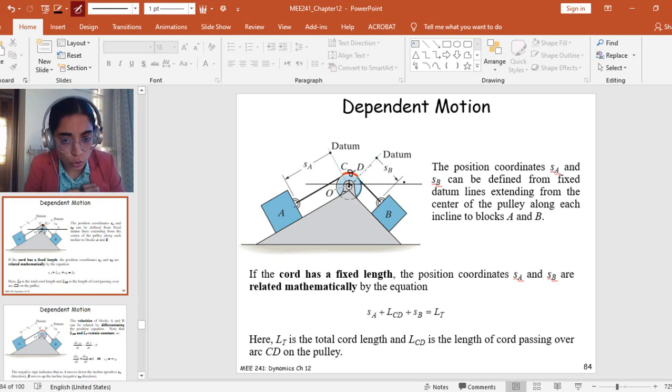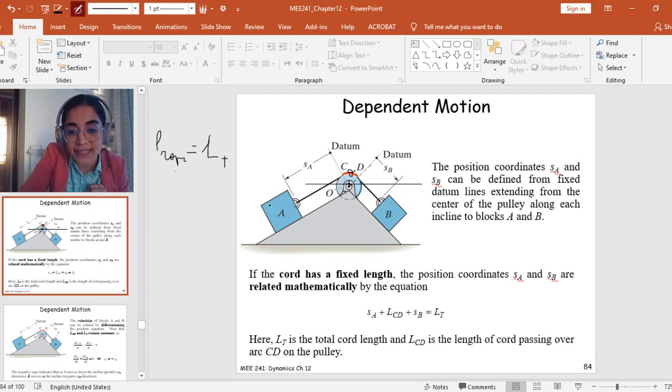This is a dependent motion, which means I should relate SA to SB. How? In fact, guys, as long as this is an inelastic rope, which means it has a constant and fixed length, then I can say that the length of this rope is constant. So the length of this rope is constant, and I'm going to call it big LT. What is the length of this rope in terms of SA and SB?